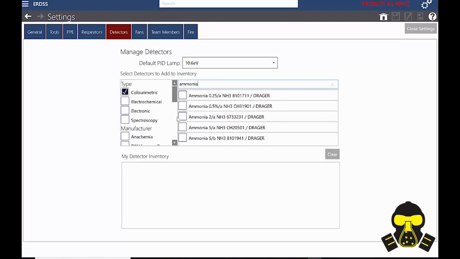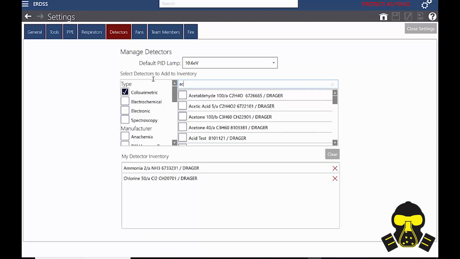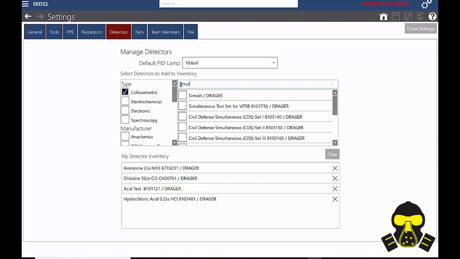I'll say we have the ammonia tubes, and let's go in and say we have chlorine tubes, which is likely. Okay, I'm going to get an acid gases tube because that's going to be really important for some things. And even a hydrochloric, we'll add those. And let me see Simultest. So Simultest 4, or the Simultest series.